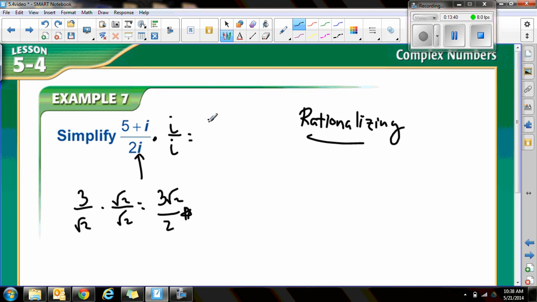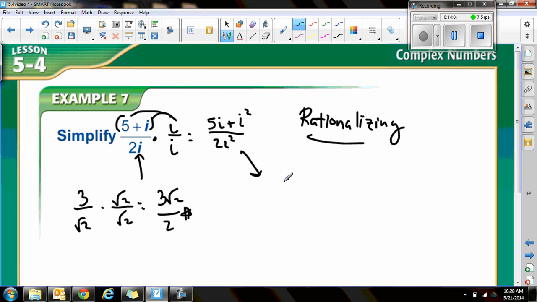And when I do that, we get 5i plus i squared. And again, the reason why I get this is because we have to distribute. The i squared, remember, is going to become a negative 1, so I got a 5i plus i squared. And I have a 2i times i, which is going to give me 2i squared.